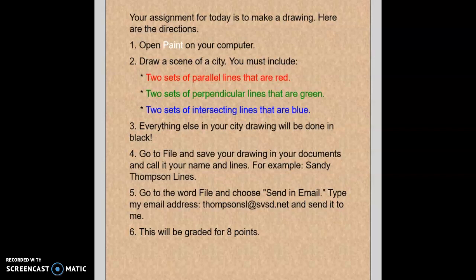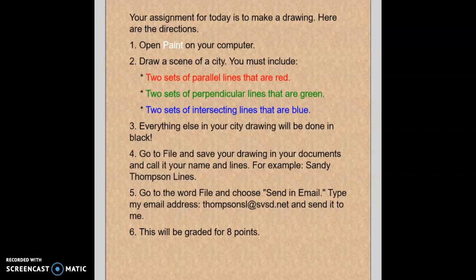On Paint, you'll have a blank screen. You're going to draw a scene of a city. I don't care what type of a city it is, a big city, a small city, it doesn't matter. Here's the 3 things you must include. You have to have at least 2 sets of parallel lines that are done in red ink. So I want to see 1 set of parallel lines and another set of parallel lines somewhere in your drawing. You can have more, but there's got to be at least 2. And anytime you draw parallel lines, they have to be in red.